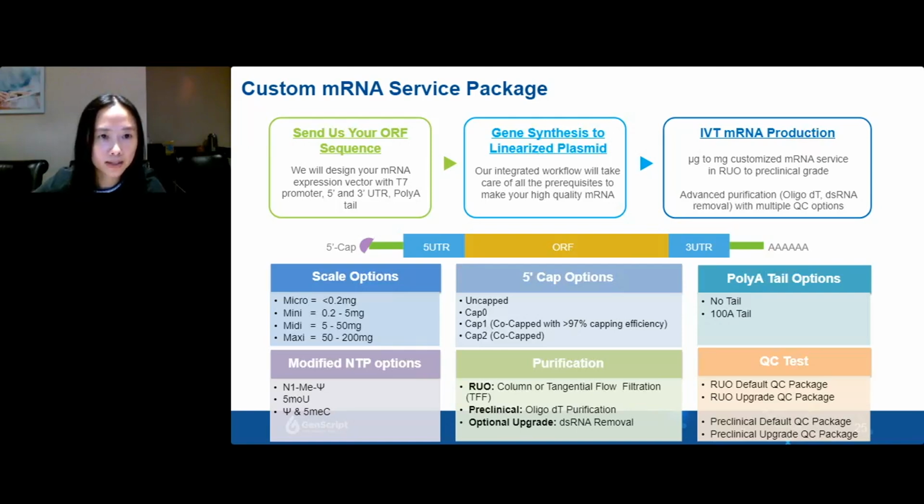So let's take a look at some details about this mRNA service package. For you, you just need to send us your ORF clone sequence. Next parts are all for us. We will start with gene synthesis to linearize the plasmid. Next is IVT mRNA production. Here are some options for some key parameters.